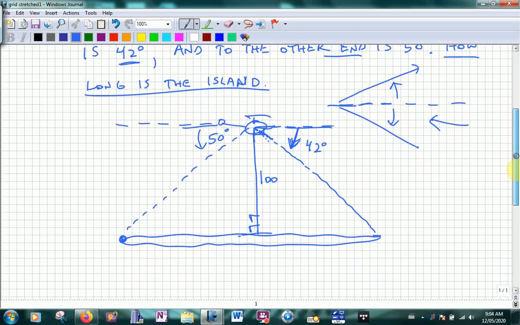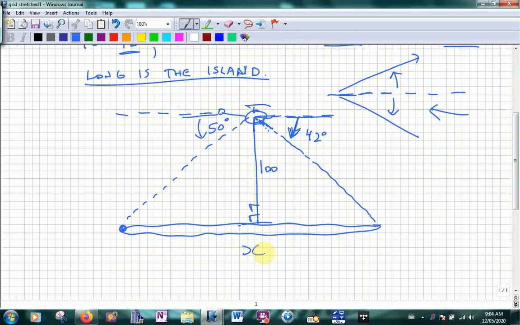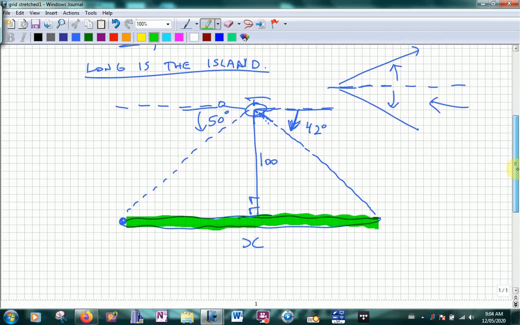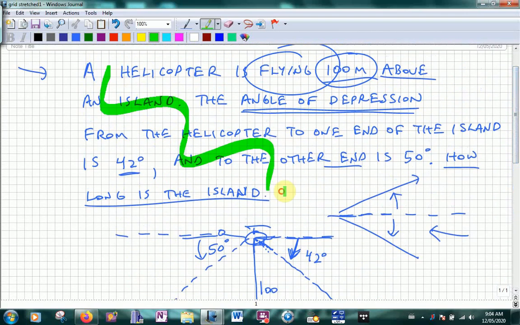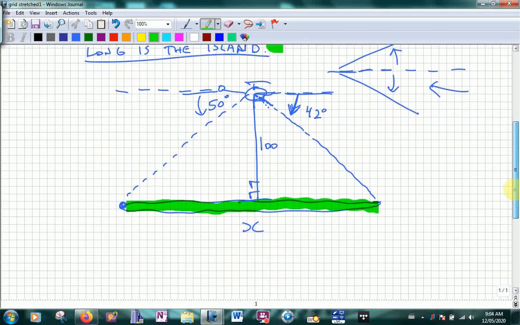How long's the island? How about good old X? Okay, so this whole thing from there to there, that's the length of the island. And again, we're assuming this is horizontal, aren't we? It doesn't say it in the question, but there's always some assumptions we have to make. So I don't have to look at any of this anymore. I got it all in my picture right there.